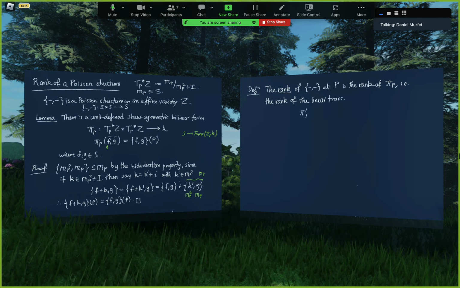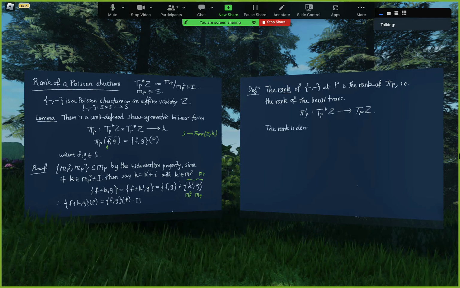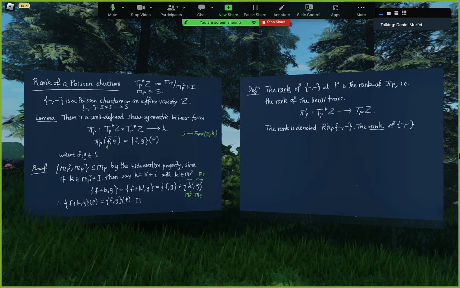I'll call it pi prime P, from here to here. We'll talk a bit more about that maybe in a minute. The rank is denoted like this. The rank of that's the rank of the Poisson structure at a point. The rank of the Poisson structure is the maximal rank at any point.